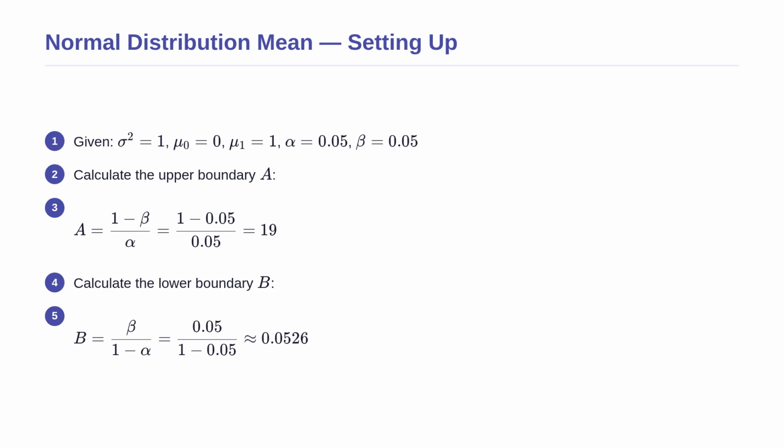First, we must calculate our stopping boundaries. The upper boundary A represents the threshold to reject the null hypothesis, which calculates to 19. The lower boundary B represents the threshold to accept the null hypothesis, which comes out to approximately 0.0526.